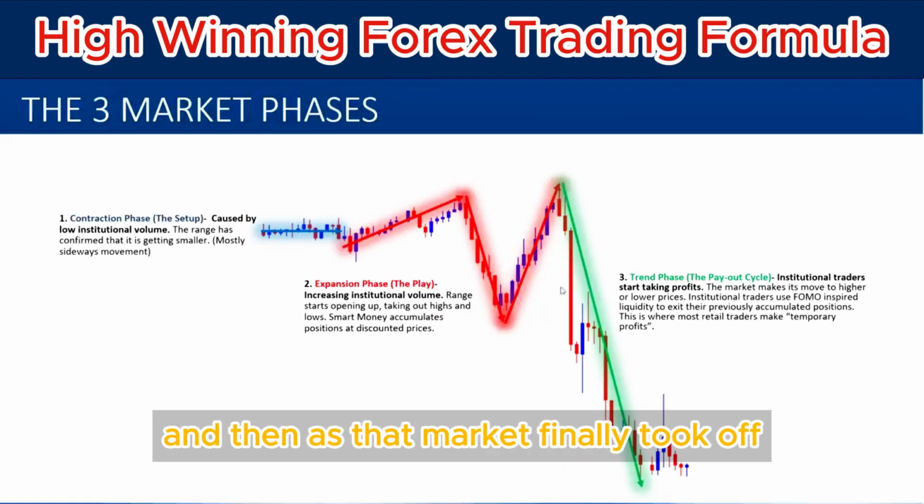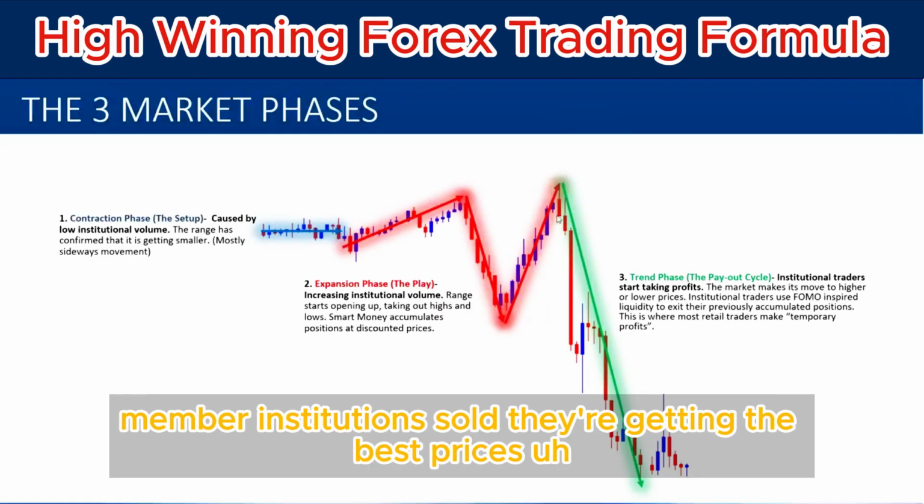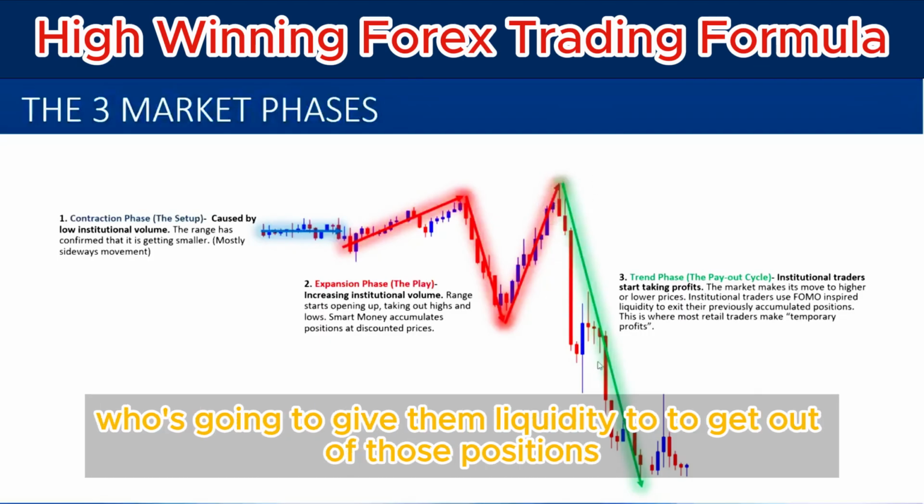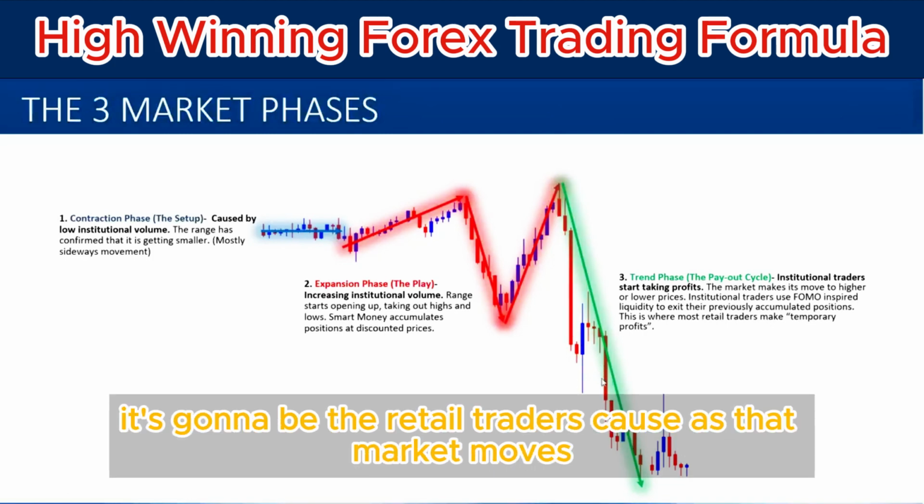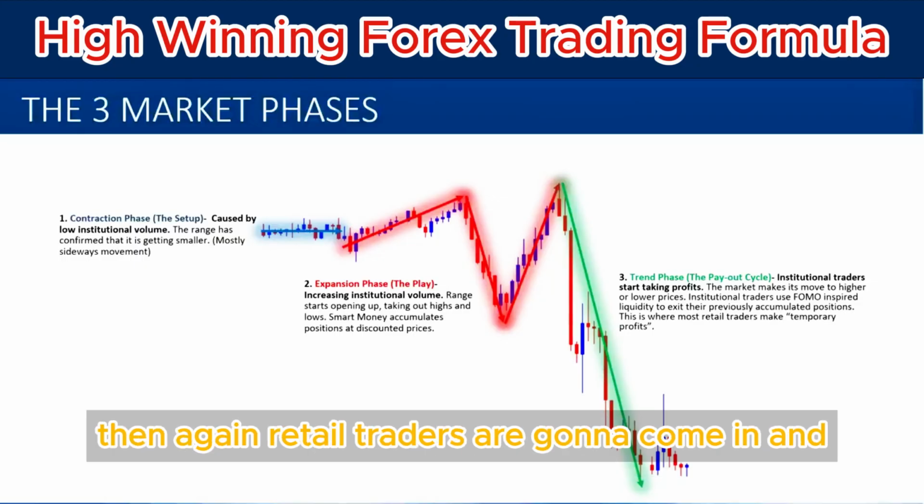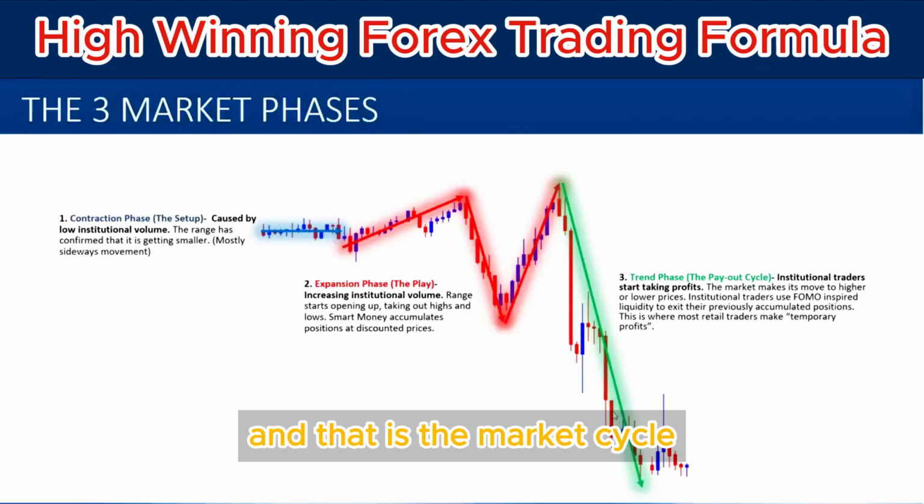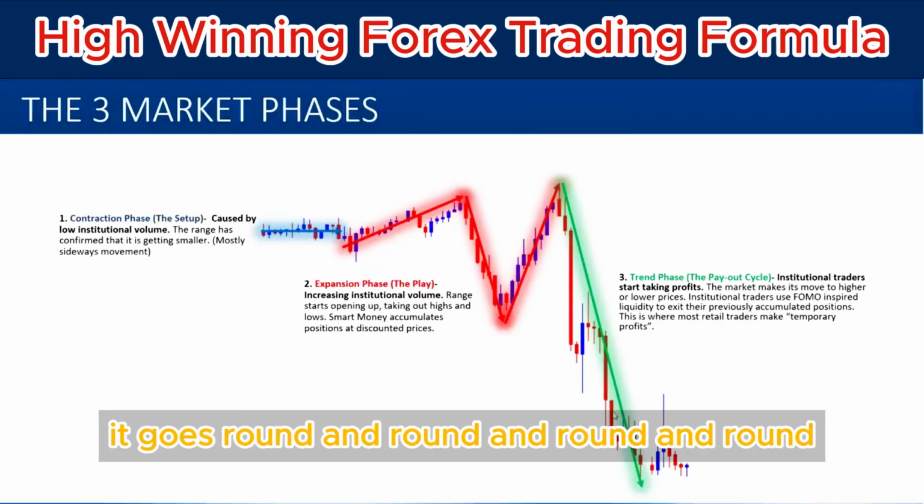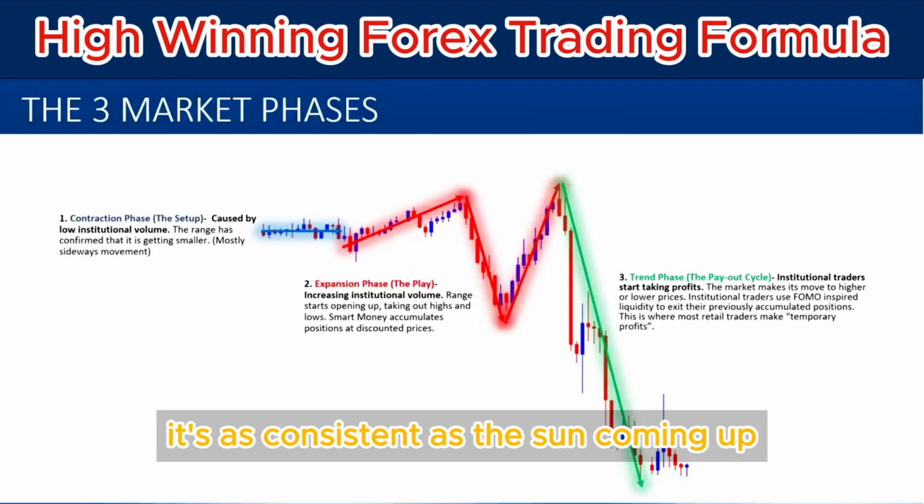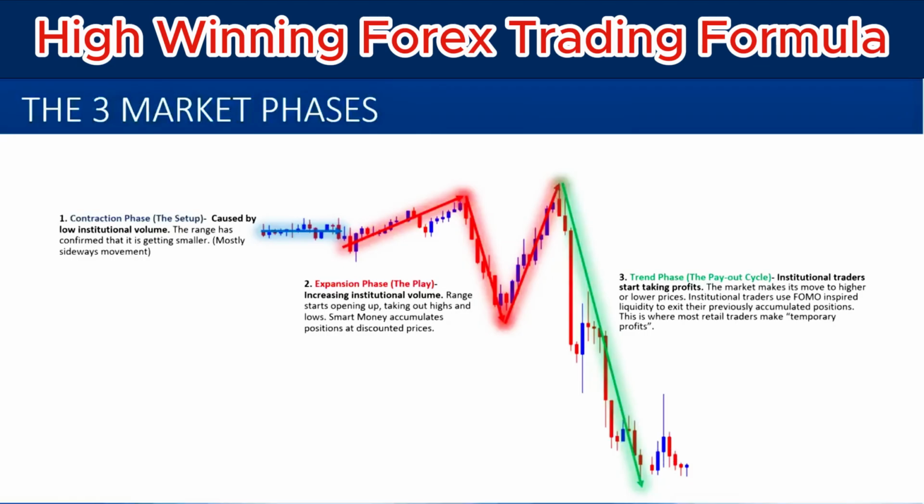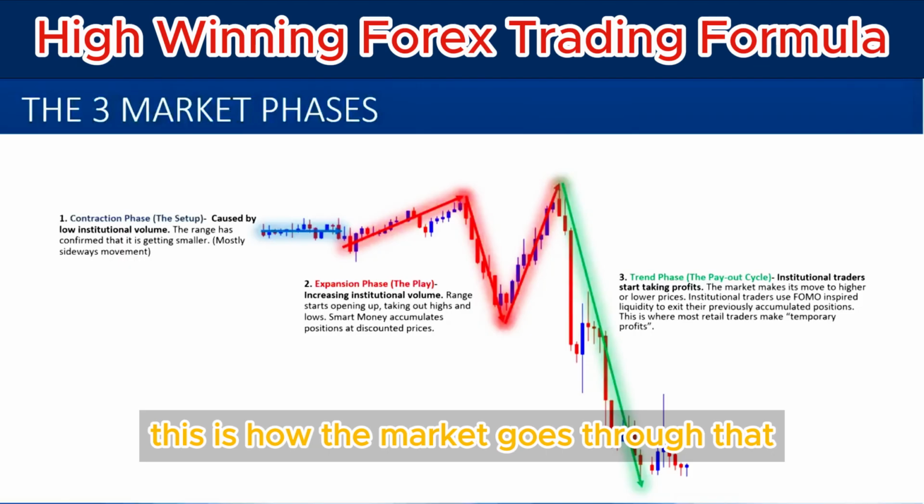And then as that market finally took off, remember, institutions sold, they're getting the best prices. Who's going to give them liquidity to get out of those positions? It's going to be the dumb money. It's going to be the retail traders, because as that market moves, retail traders are going to come in and sell the market while the institutional traders cash out. And that is the market cycle. It goes round and round and round. It's as consistent as the sun coming up. This is how the market goes through that.